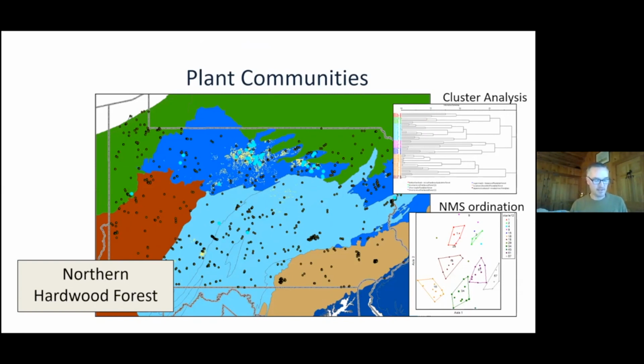We analyze our data to support communities. In other words, groups of plots representing similar vegetation and ecological variables. For example, this group of northern hardwood forest plots occurring in north central Pennsylvania, and these are all supported by non-parametric statistics.